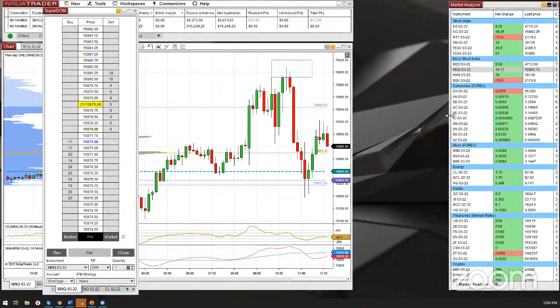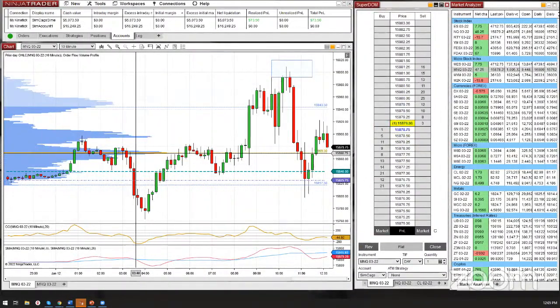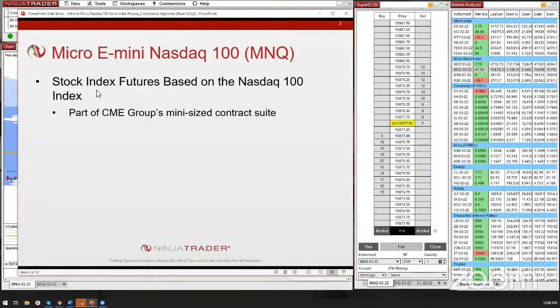So I'm going to make some more room here, some more real estate, and of course I have a chart. I have a mini Nasdaq chart, micro Nasdaq chart. You know what? I'm just going to pull this over. We'll go through this really fast. The micro Nasdaq is part of the CME Group's micro size contract suite. You can see the M in front of the symbol, MNQ. This is the micro Nasdaq 100.